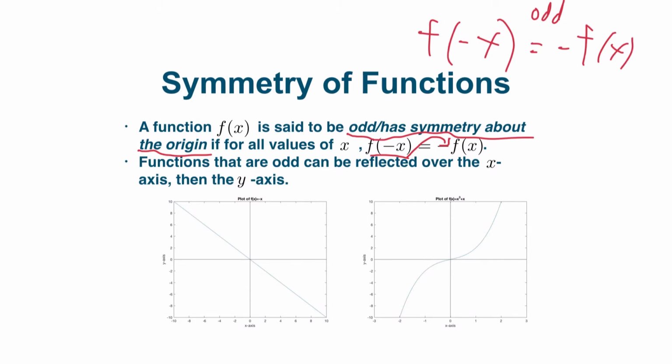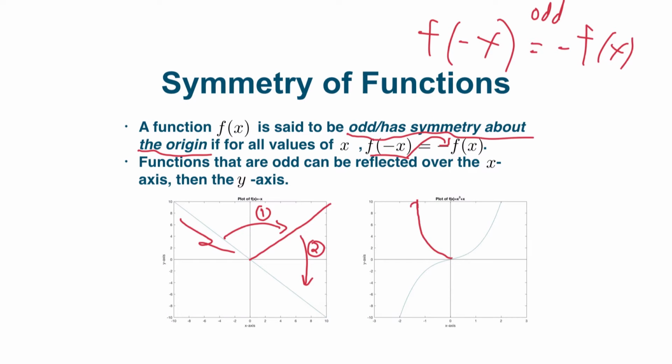So looking at the plots I have here, which I claim are odd, take, for example, this branch here. First, I reflect it over the y-axis, and then I reflect it over the x-axis. That's what it looks like to have odd symmetry. When you reflect it both times, do you recover the branch on the other side? So let's look at this one. First, I reflect over the y-axis, and then over the x-axis.